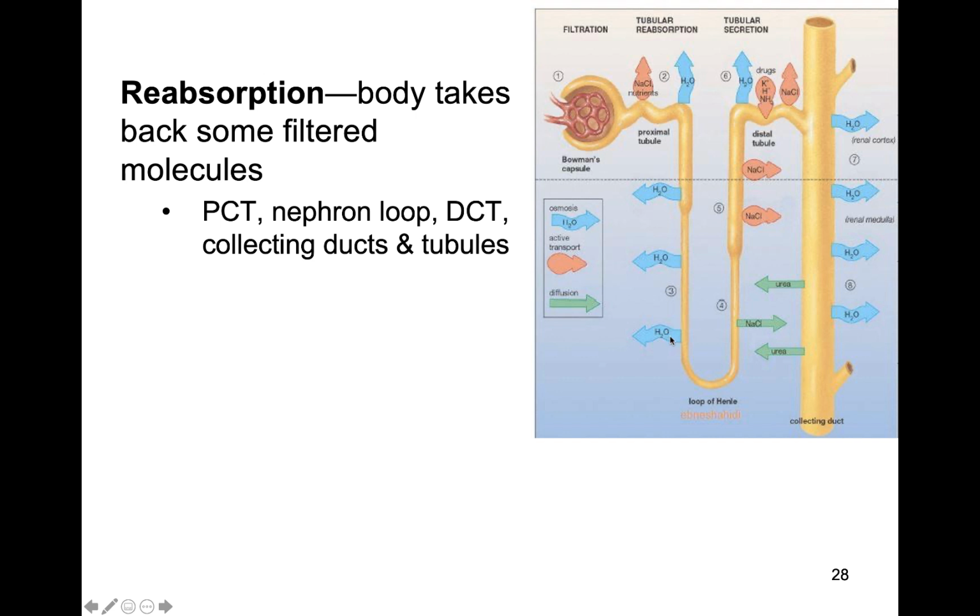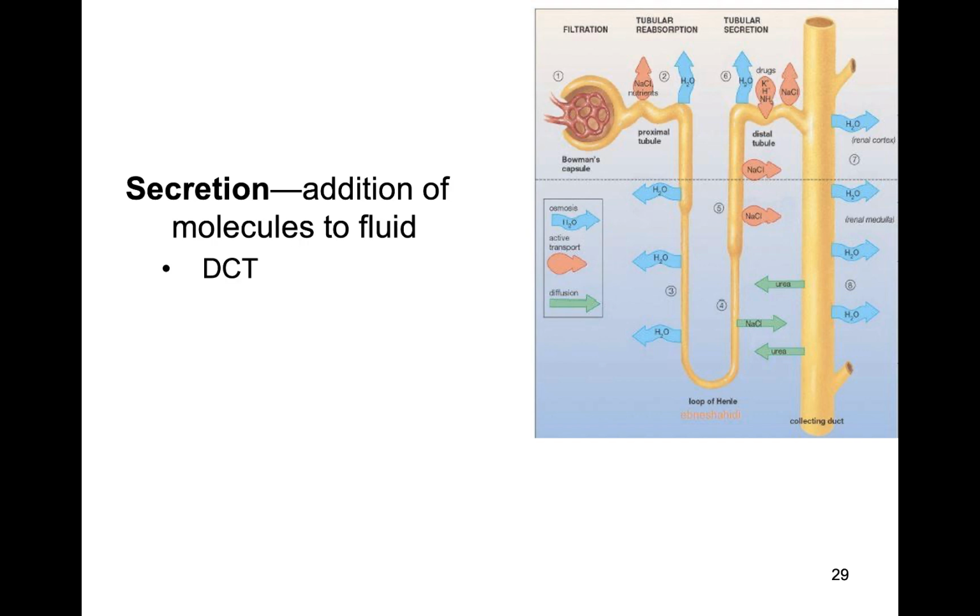So the good stuff that was squirted out by the glomerular capillaries needs to come out of the proximal tubule and come back into the bloodstream. It's going to come out of the proximal convoluted tubule and go back into the peritubular capillaries and back into the bloodstream. That step is called tubular reabsorption. At this point, the body's taking back some of the good stuff that it needs.